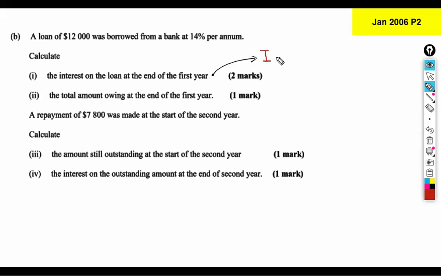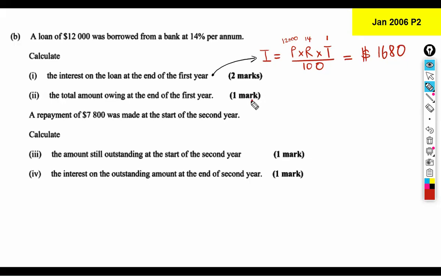So the interest is just what? Principal by rate by time over 100. The principal is what you have here. The rate is 14 and it's 1 year. You're just using that formula right through and it should be okay. The interest is just the extra you have to pay out. And the interest seems to be 1680.